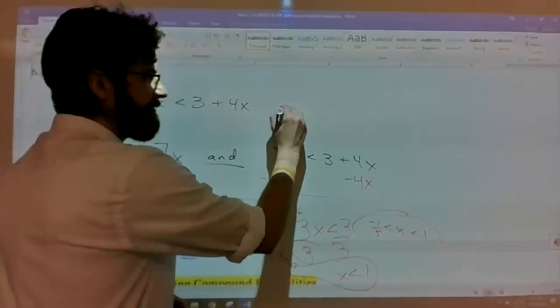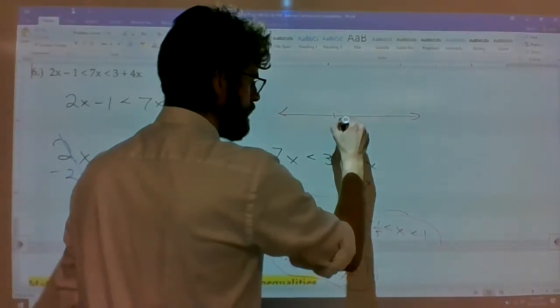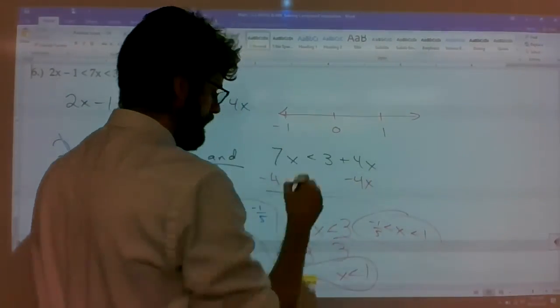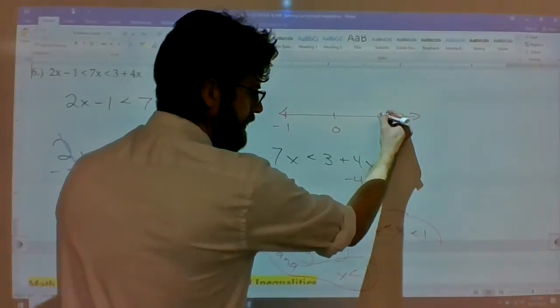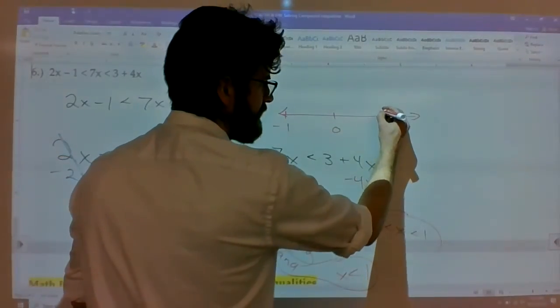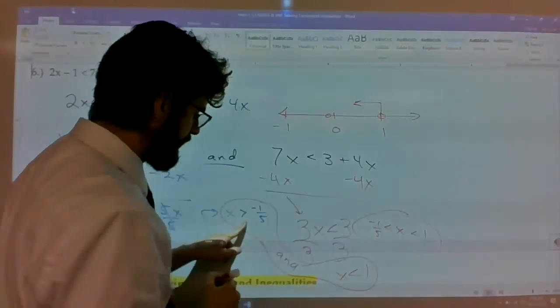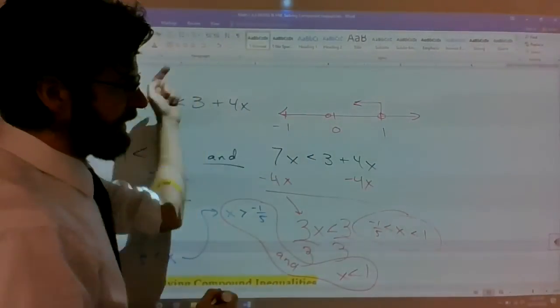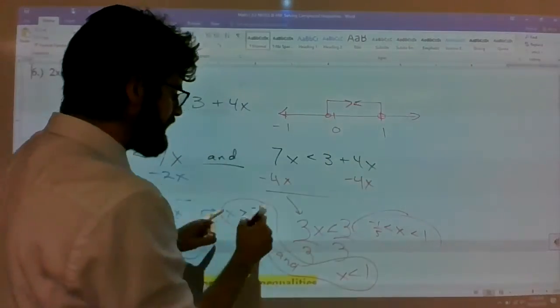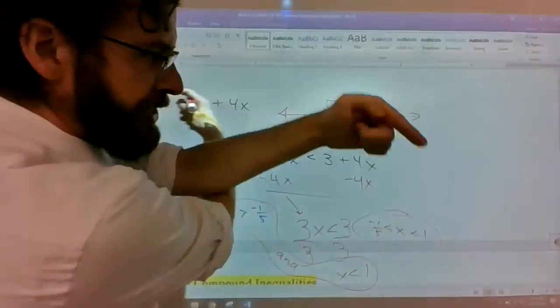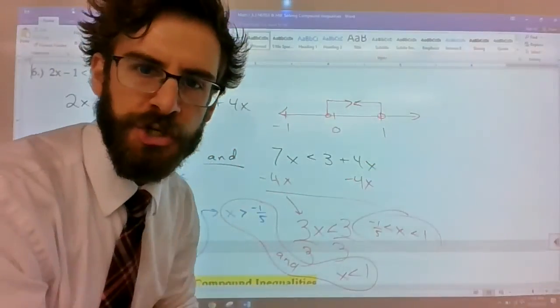And then for our graph, we get an open circle at 1. Less than means go left. At negative 1/5, we have an open circle, about right there, and it's everything bigger than, or everything to the right. And means what they share. These two solution sets will keep going forever, but they only share what's in between.